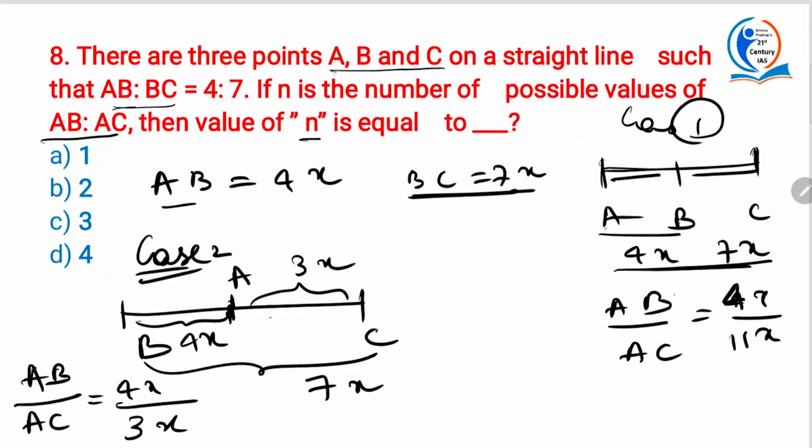See, the order of the points is not fixed. Nothing like A should be followed by B, followed by C is given, no? So we have to check all the possible cases. Alright, so how many cases? This ratio 4:7 is possible in 2 cases. One is this one, where A is like this, B is here and C is here. And in the other case, B is here, A is here and C is here. Alright, so n is equal to 2. This is the answer.